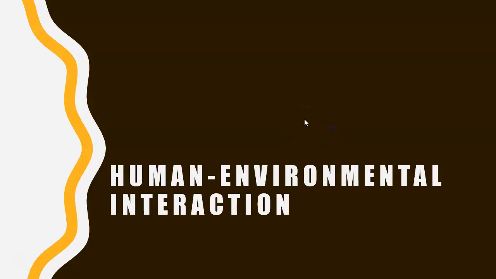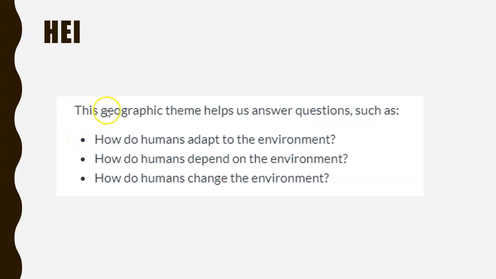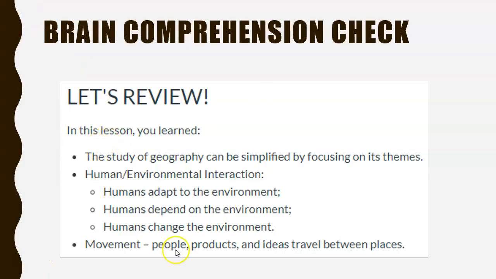Moving on to human environment interaction. The human environment interaction is going to answer these types of questions. How do people adapt to the environment? How do people depend on the environment? Or how do they change the environment? When you're looking at human environment interaction, there are 2 choices. People either have to change the environment or they have to adapt to it. Movement, looking at how people, goods, and ideas are moved from one place to another.